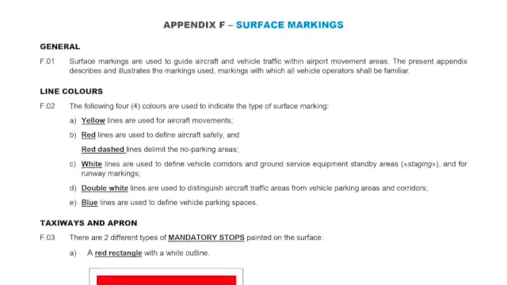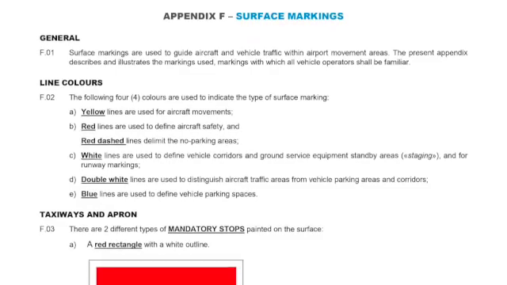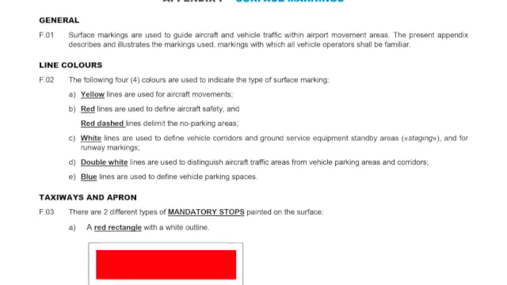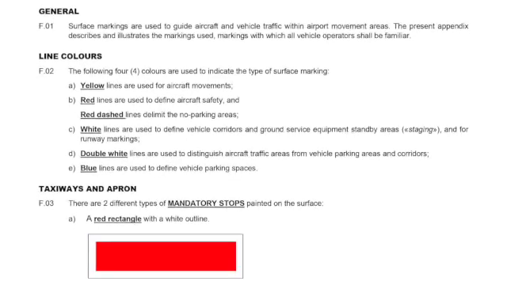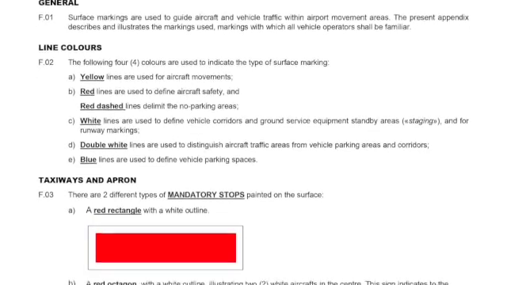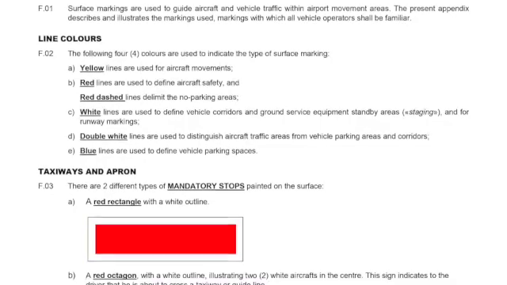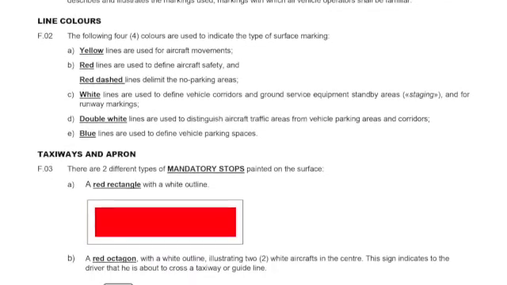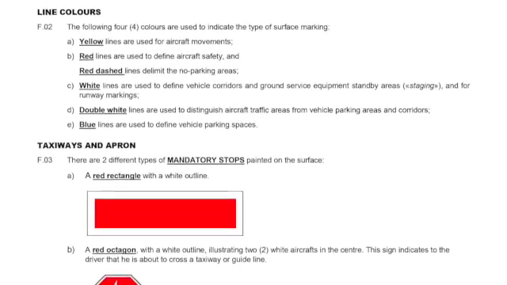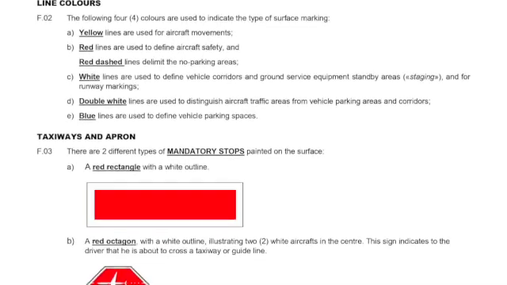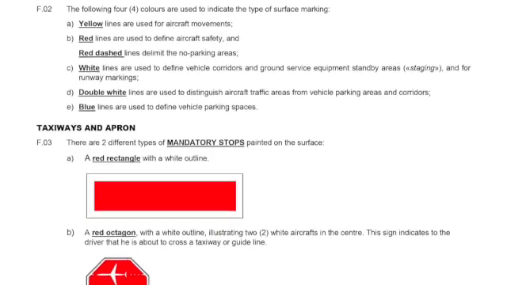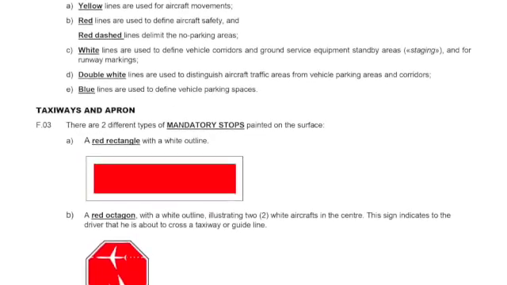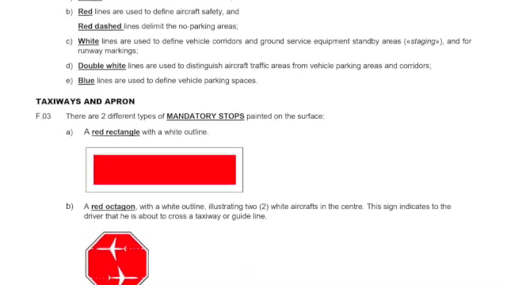A. Yellow lines are used for aircraft movements. B. Red lines are used to define aircraft safety, and red dashed lines delimit the no parking areas. C. White lines are used to define vehicle corridors and ground service equipment standby areas, staging, and for runway markings. D. Double white lines are used to distinguish aircraft traffic areas from vehicle parking areas and corridors. E. Blue lines are used to define vehicle parking spaces.